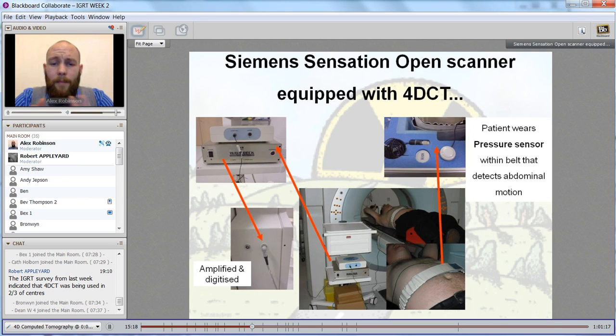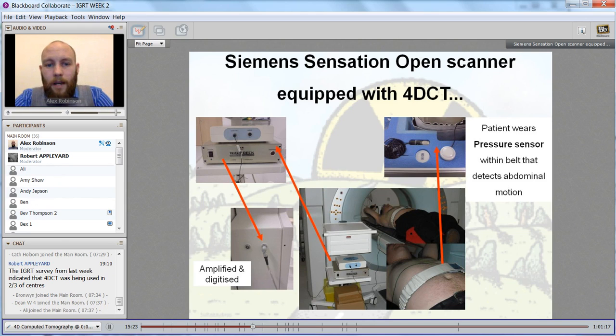So I'm now going to focus on the 4D equipment I've got the most experience with. With the Siemens system, what it uses is a pressure pad, a pressure sensor, which is this thing up in the top right. It is placed onto the patient's skin using this elasticated belt, on the area of the patient which moves the most. Once the patient is laid on the bed and has been breathing for a while, you can see that part of the diaphragm, that part of the abdomen, that's going to move. So we try and place it at that point.